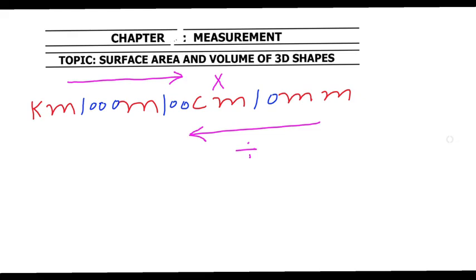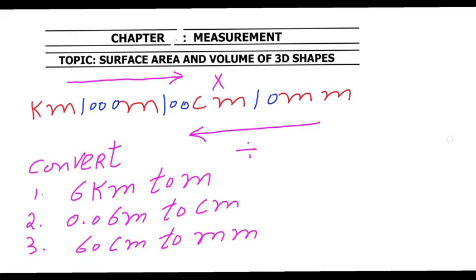For instance, I need to convert 6 kilometer to meter. The kilometer is here. Between kilometer and meter is 1000, which means I'm going to multiply, because from kilometer I'm going to meter. So 6 multiplied by 1000, the answer will be 6000 meter.